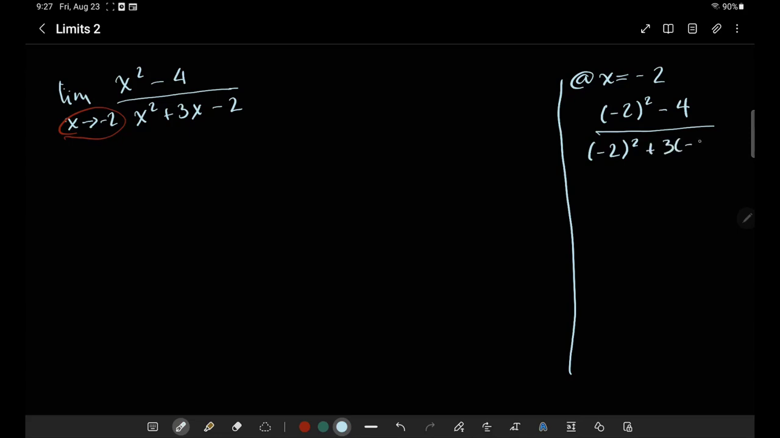So that is a source of issues. So when you're evaluating, just use more parentheses. More parentheses is better than less parentheses. So I always prefer that. So -2 squared is 4, minus 4 is 0. I just evaluate that, and then here I get -2 squared is +4. +4 plus 3 times -2. 3 times -2 is -6. So +4 plus -6 is -2.